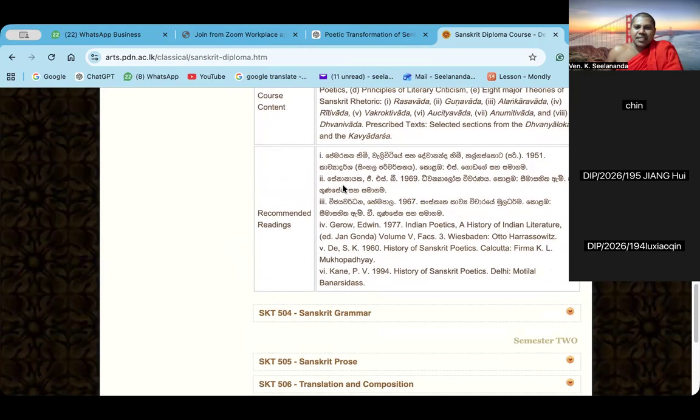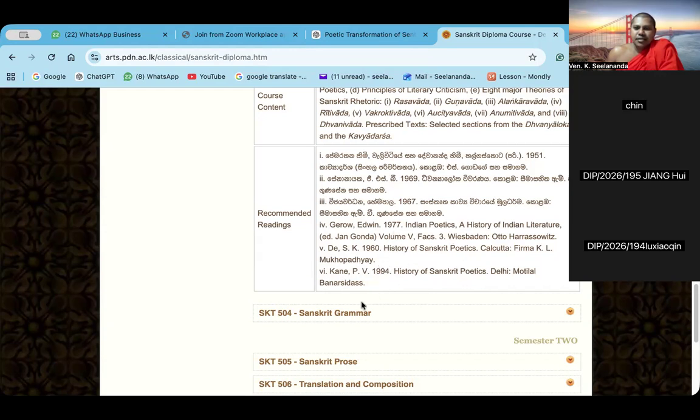These are the recommended readings. These 3 works are in Sinhala. I think they are not valid for the non-Sri Lankan students. But there are 3 works in English. The first one is Indian Poetics, written by Jan Gonda. Another one is History of Sanskrit Poetics, written by S.K. De. And History of Sanskrit Poetics, written by P.V. Kane.